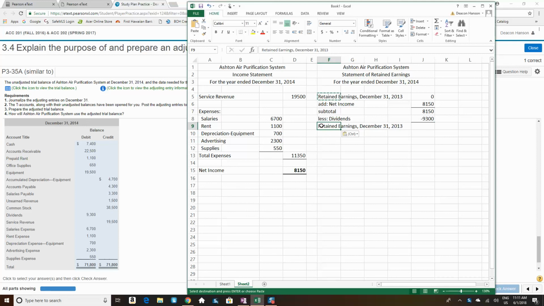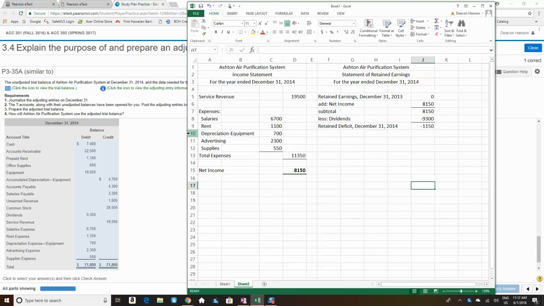So that's going to be retained earnings December 31st, 2014. Okay, so that's that subtotal, 8,150 minus 9,300. Okay. Now what we do have now, since it's negative, it looks like it's a retained deficit. All right.